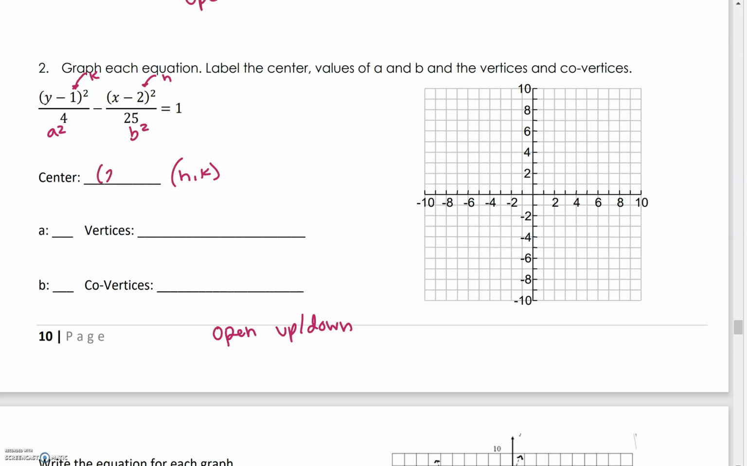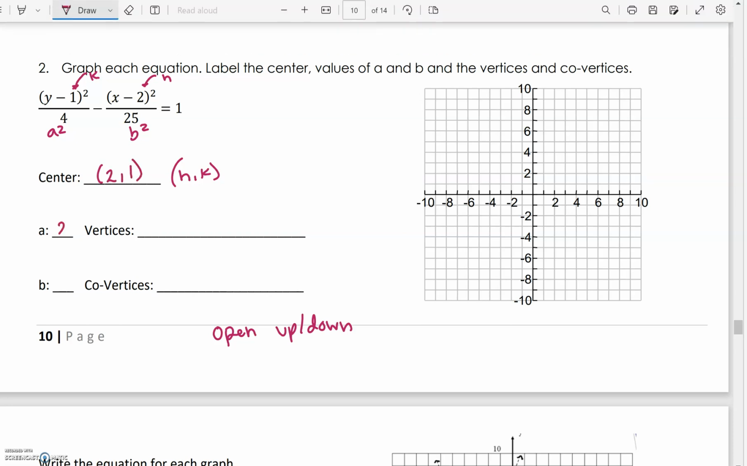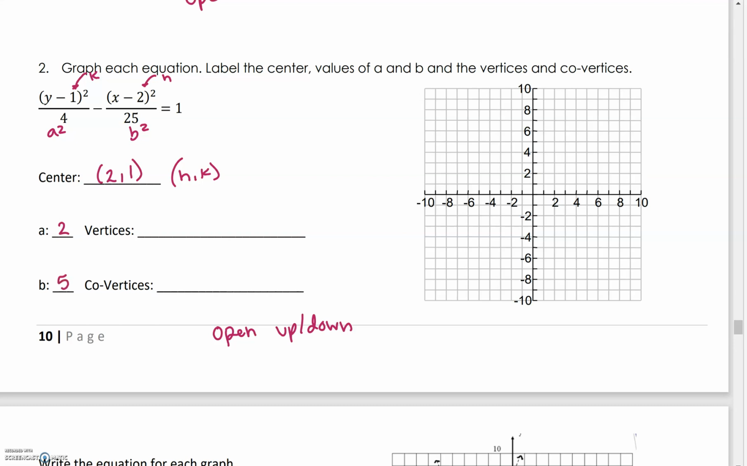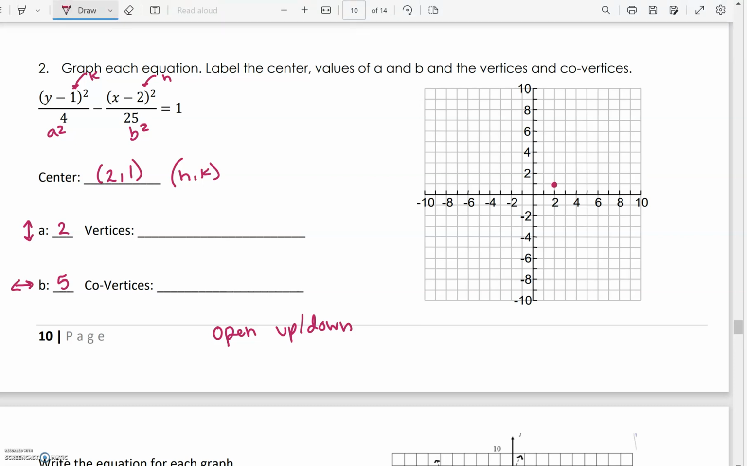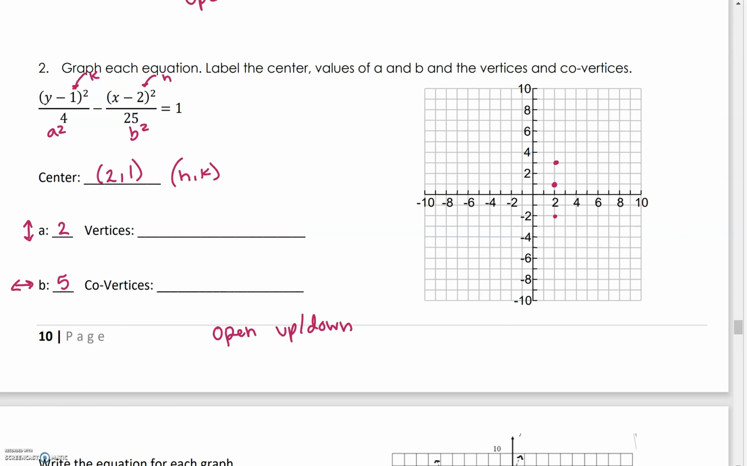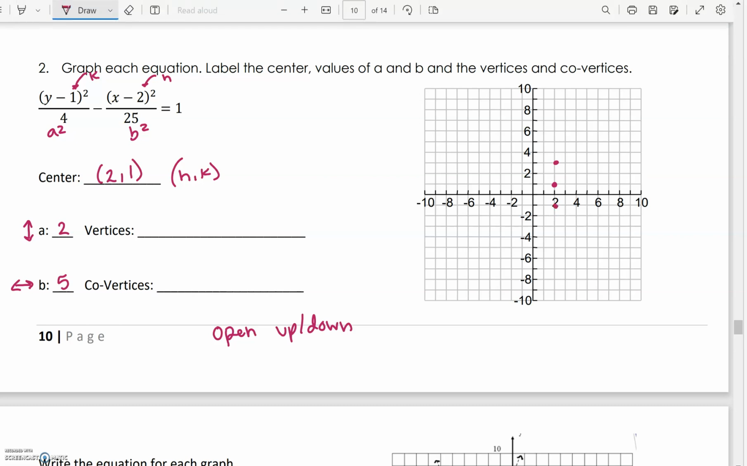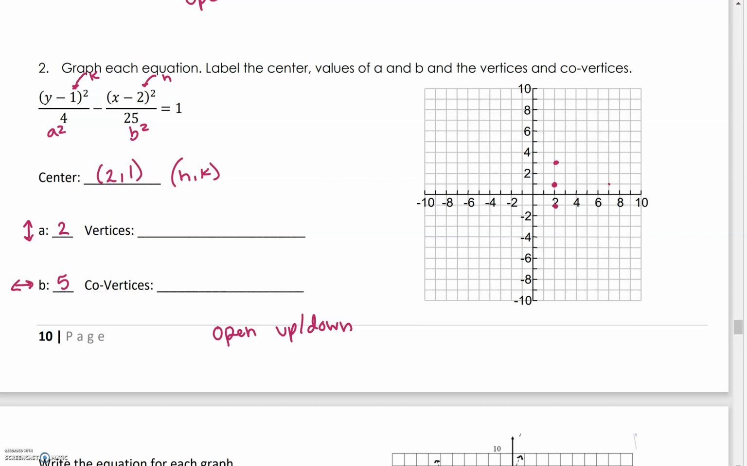But if you want to follow along, we have a 2, 1 for the center. a, again being first, is 2, and 5 here. And so this is vertical because it's with the y, and this is horizontal because it's with the x. So we're going to start at 2, 1, and from 2, 1, we're going to go 2 units up and 2 units down, and those are our vertices. And then the co-vertices, we're going to go 5, 1, 2, 3, 4, 5, and 1, 2, 3, 4, 5. Again, we're going to draw that rectangular box. Let's go ahead and write out our vertices since we just found them.